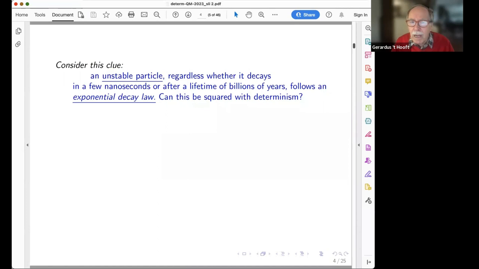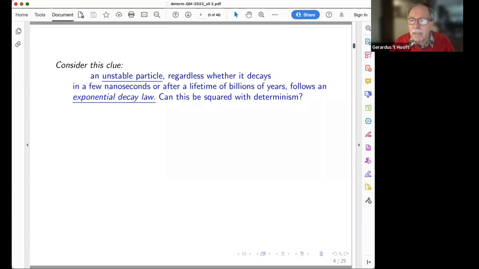How can you square that with determinism? Suppose that you have a particle, but you imagine the particle to contain a clock. The clock is ticking, and the clock ticks from 100 to 0: 100, 99, 98, 97, and so on. It goes all the way to 0. And when the clock says 0, the particle says bam, and it decays. That is not an exponential law, and such laws are usually not found for decaying particles. So particles don't carry a clock, they decay spontaneously with a probability that remains the same.